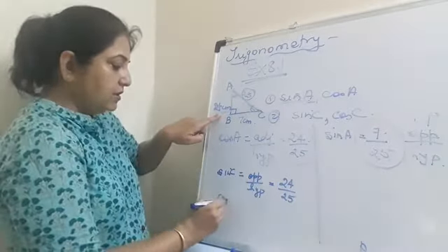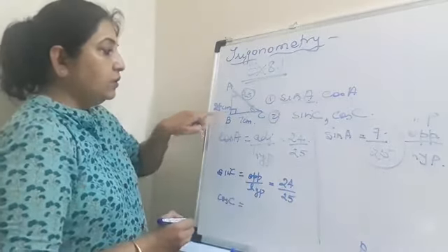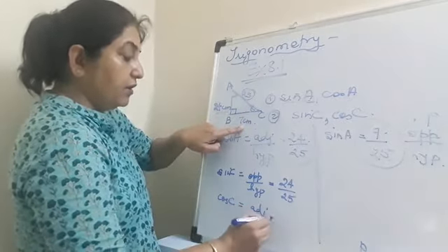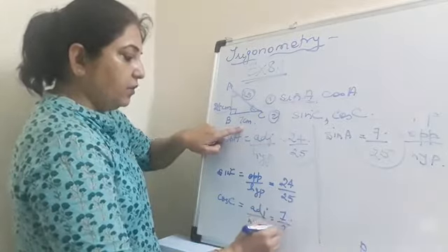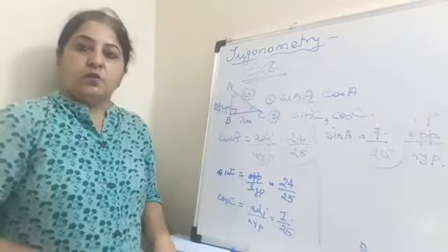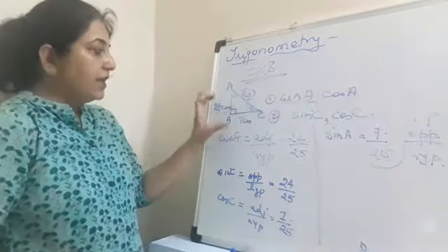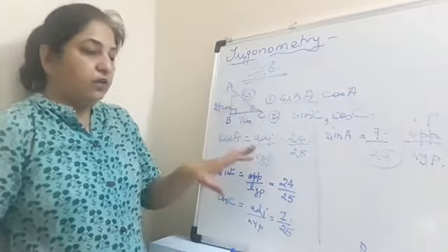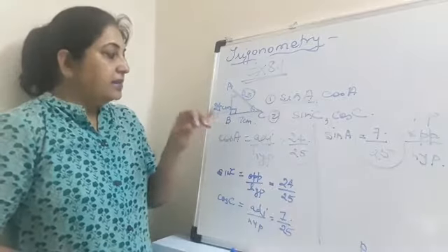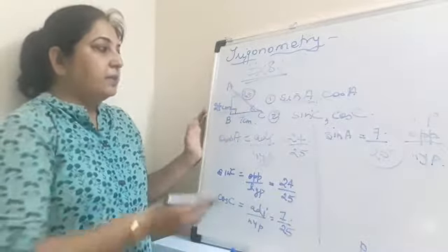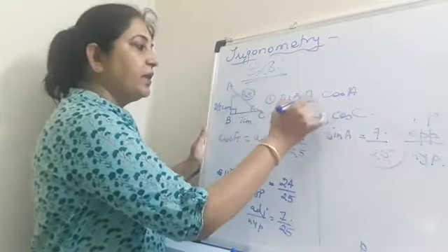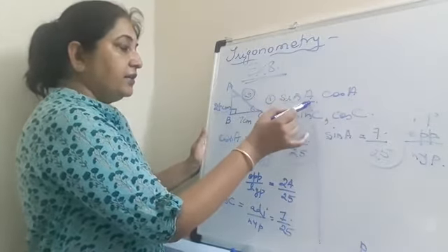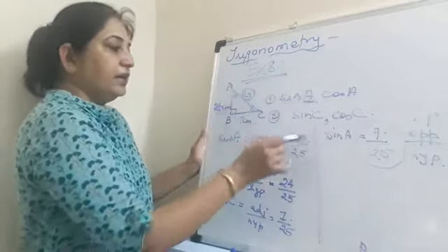And for cos C, it will be equal to adjacent upon what? Hypotenuse, which is equal to 7 upon 25. So I hope it's clear to you that if two sides are given in a triangle, the third side we can calculate by the Pythagoras theorem, right? And after you get all the three sides, with respect to whichever angle they are asking in the question, we will take the ratio accordingly and then we'll write the answers.